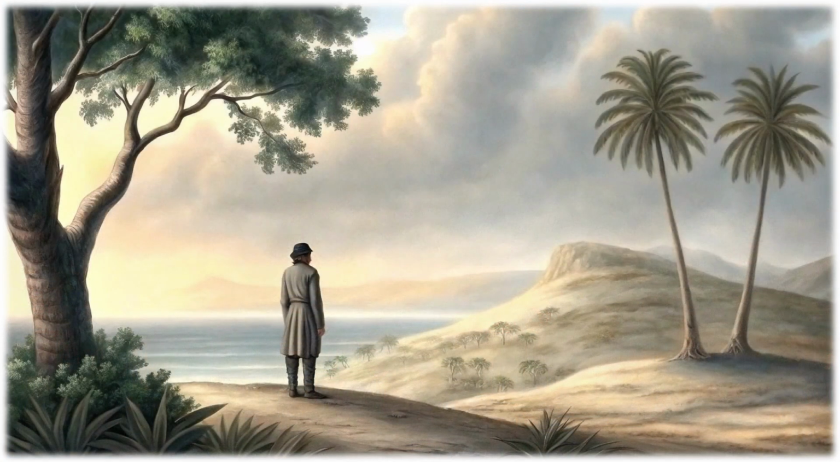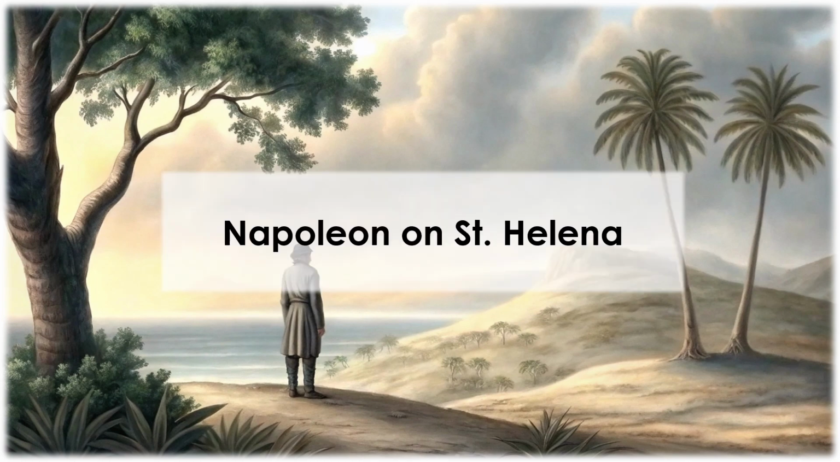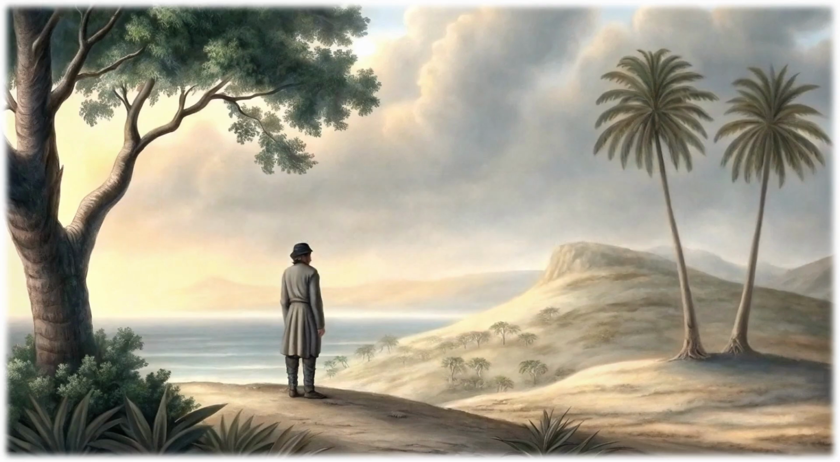After Waterloo, Napoleon's enemies sent him to the island of St. Helena in the Atlantic. He lived there until his death in 1821. He could no longer escape and was completely alone. His great time was over.